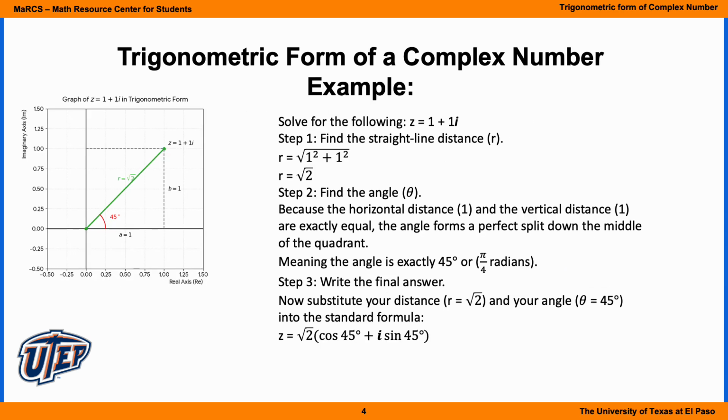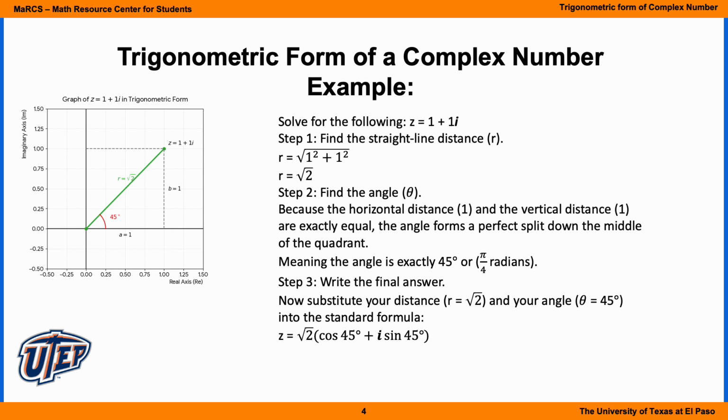In this example, we are solving for the trigonometric form of the complex number 1 plus i. First we need to find r, our modulus, so that'll be the square root of the sum of the squares of each of the real and the imaginary components. For our real portion we have 1, and for the imaginary portion we have 1, so we'll have 1 squared plus 1 squared, which is 2, and r is equal to the square root of 2.